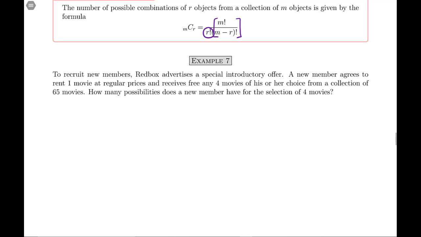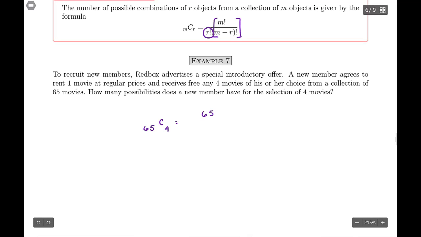We're talking about Redbox, and it's some introductory offer that they have. A new member agrees to rent one movie at regular prices and receives any 4 movies at his or her choice from a collection of 65 movies. How many possibilities does a new member have for a selection of 4 movies? So when we calculate that, this is going to be 65 choose 4, because it doesn't matter what order they pick the movies in. It's just a matter of that they pick these 4 movies, whatever the 4 movies might be. The order is not important.